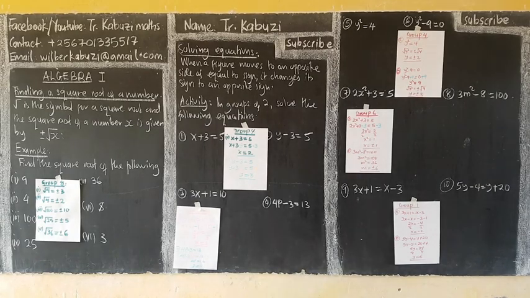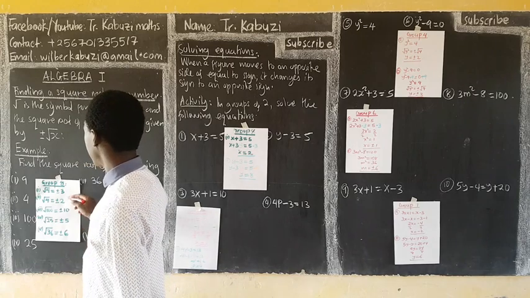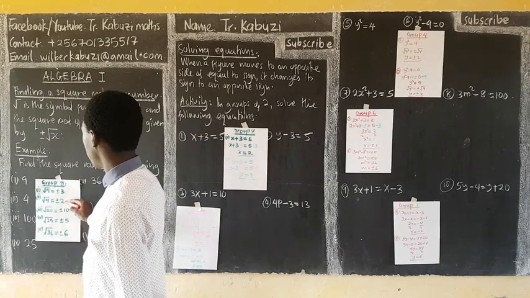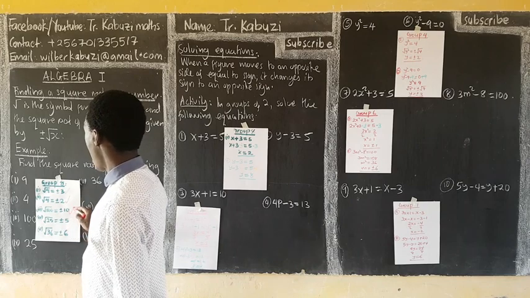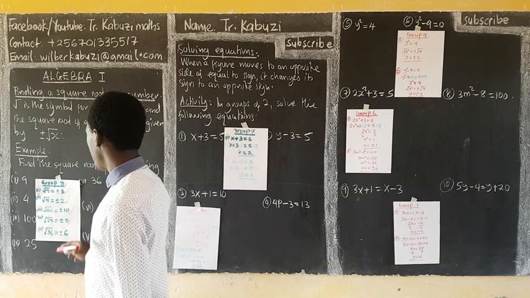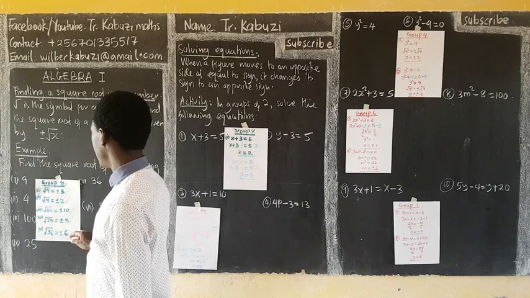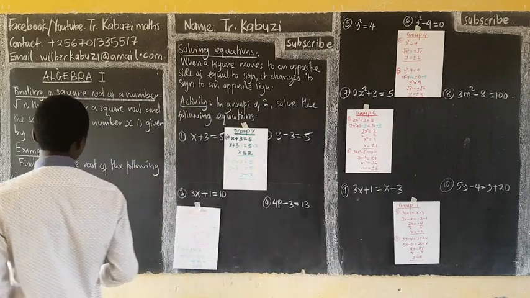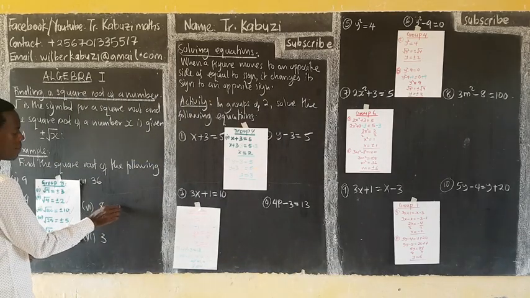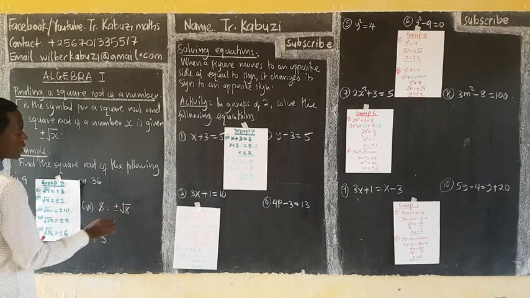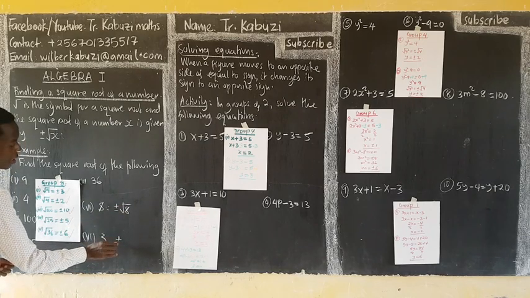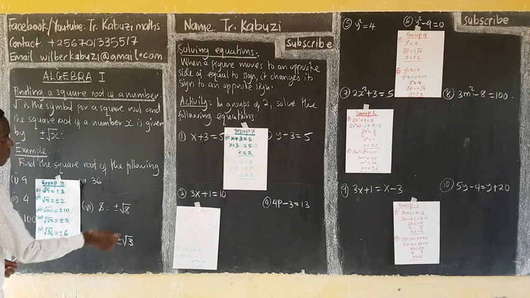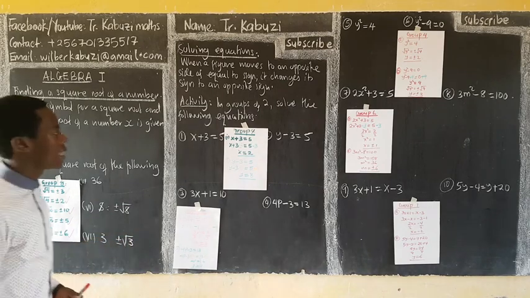So whenever you get a square root of 9, you get plus or minus. Okay, so the square root of 9 gives plus or minus 3. Square root of 4, plus or minus 2. 100, plus or minus 10. 25, plus or minus 5. Then 36, plus or minus 6. Then here, I don't know why they didn't do this. This one also is going to be plus or minus square root of 8. Then this will be plus or minus square root of 3. These are not perfect squares, so we just leave them like that.